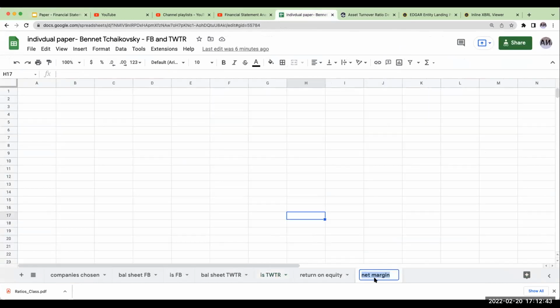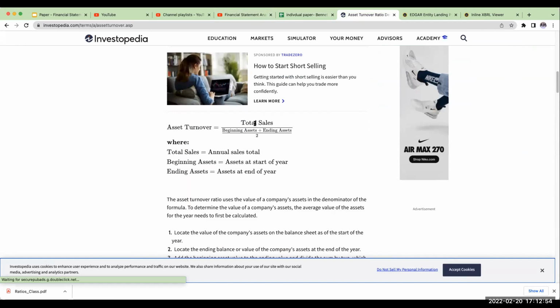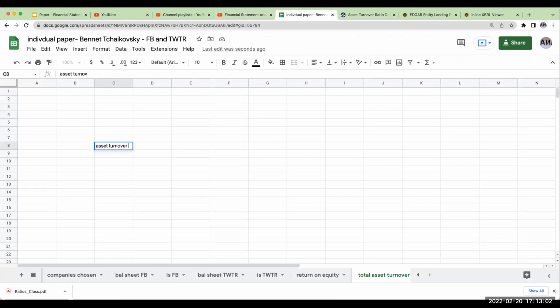So let's go to total asset turnover and take a look at what that ratio is. Our total asset turnover ratio is going to be total sales divided by beginning assets plus ending assets divided by 2. Okay, so let's go ahead and do this. We have Meta Platforms for 2021, and this is going to be for 2020. So here's our ratio, and I'm going to go ahead and copy this asset turnover ratio again.